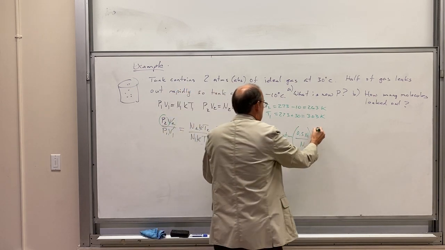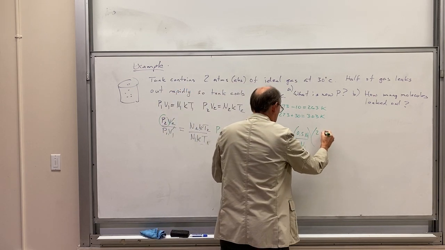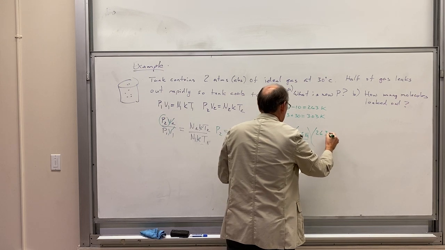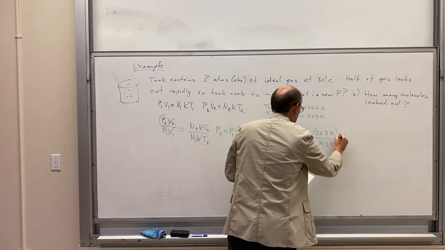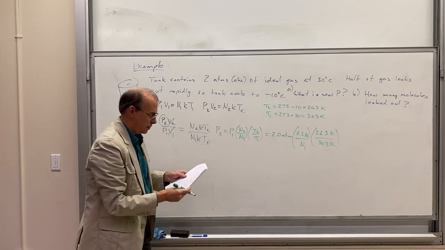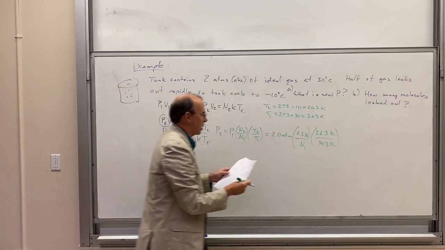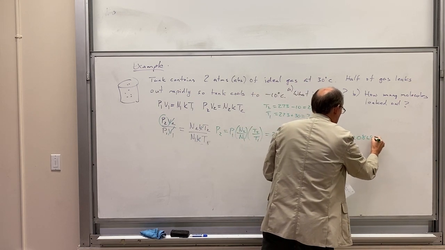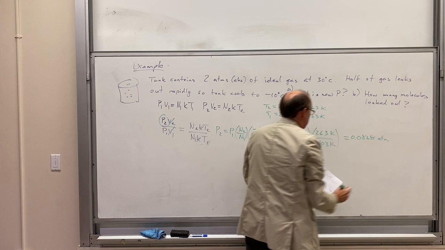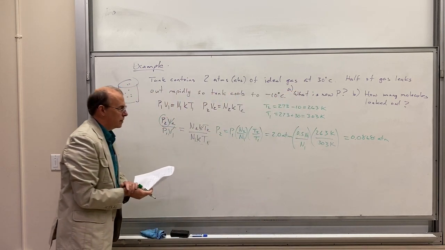So this gives me 263 Kelvin over 303 Kelvin. And if I multiply all that out, I get 0.868 atmospheres was the pressure at the end.